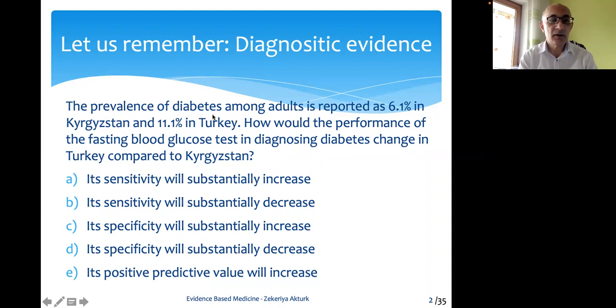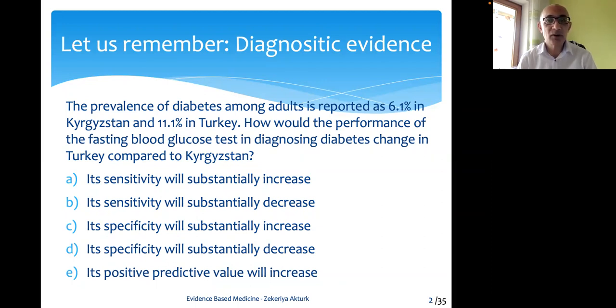The prevalence of diabetes among adults is reported as 6.1% in Kyrgyzstan and 11% in Turkey. How would the performance of the fasting blood glucose test in diagnosing diabetes change in Turkey compared to Kyrgyzstan? So you should be aware that the sensitivity, specificity, positive predictive value, negative predictive value, these indicators of the test performance may change according to the prevalence.